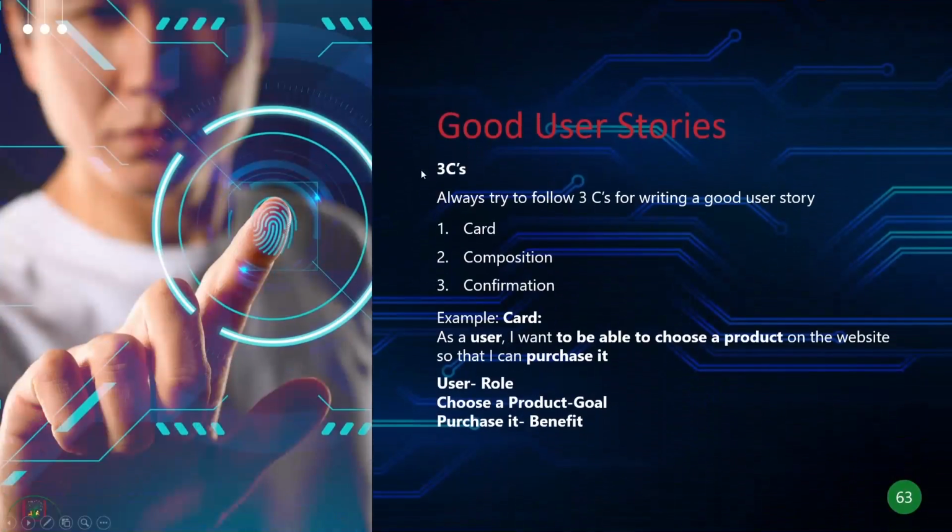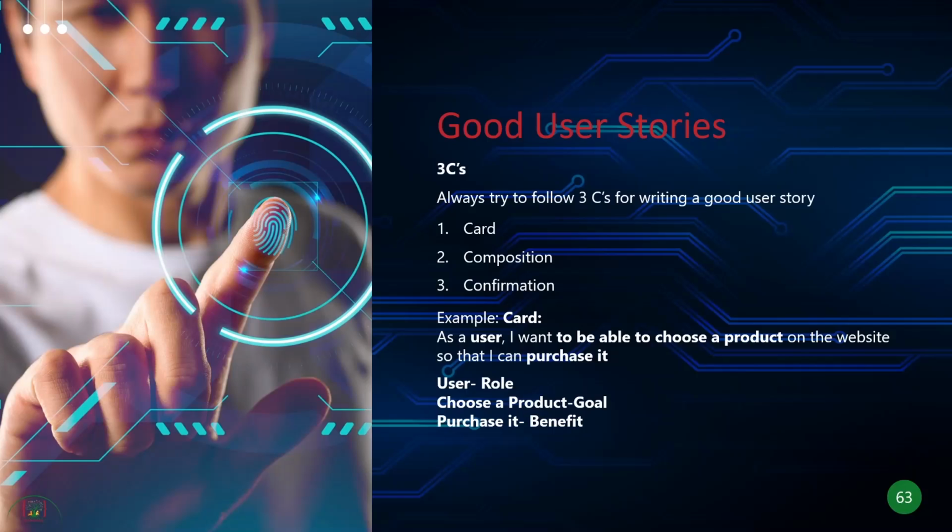Okay, now what is a good user story, right? So when you write a user story, you can have certain things in mind. For instance, I like to follow the 3 C's of writing a good user story. A good user story should have a card, it should have a composition, and it can have a confirmation. And by card, I mean, let's take our previous example of the e-commerce marketplace website, right? A card could be, as a user, I want to be able to choose a product on the website so that I can purchase it, right?